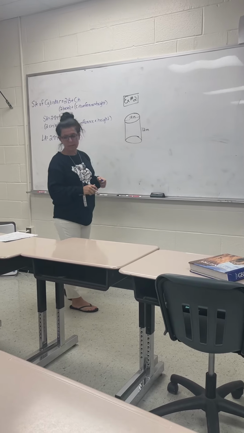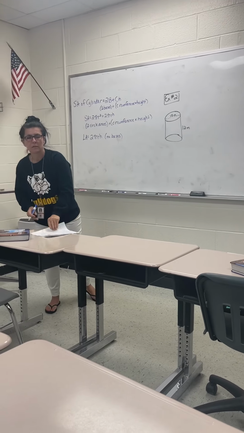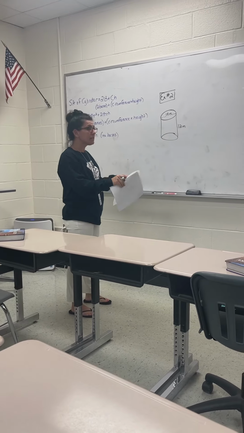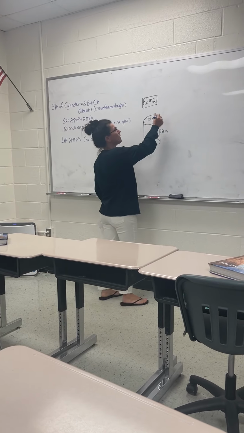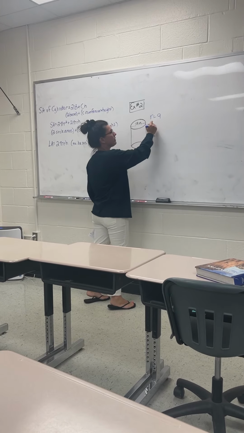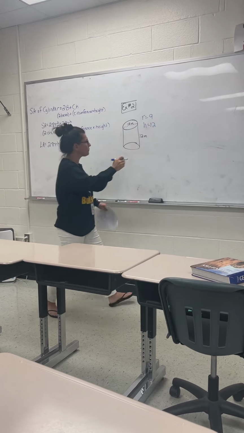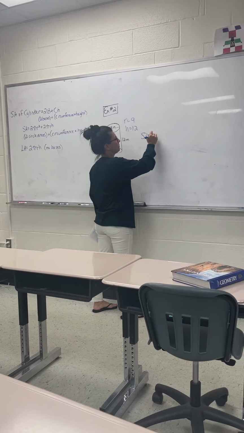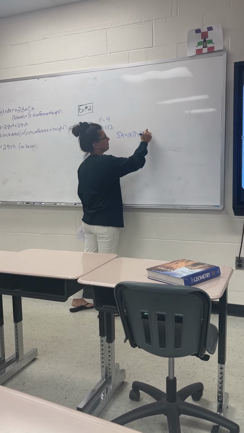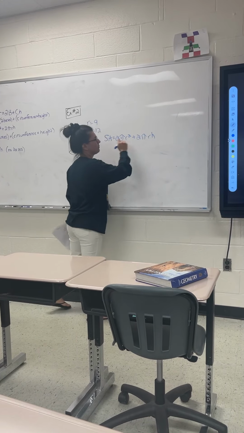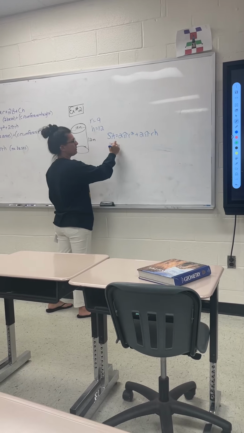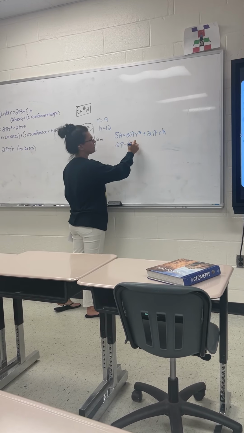So using this kind of idea, let's find the surface area of this cylinder. What's my radius and what's my height? Radius is 8, or is 9, right? Because it's halfway across. So radius is 9, the height is 12. When we plug this in, first part's pretty easy. Just substitute.